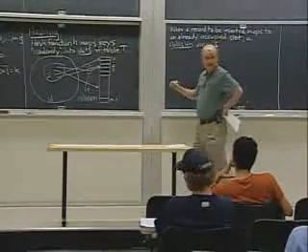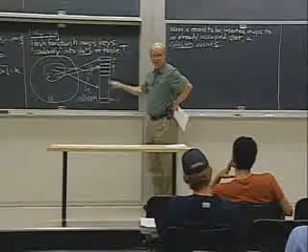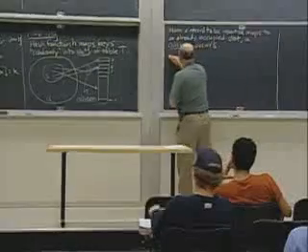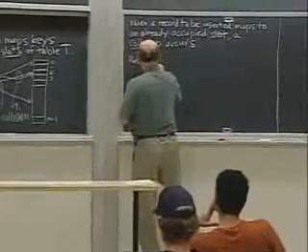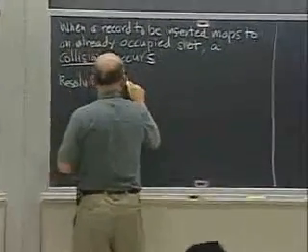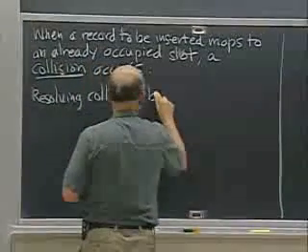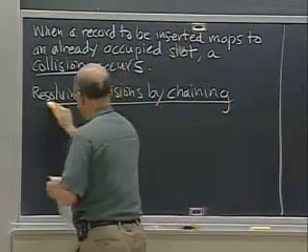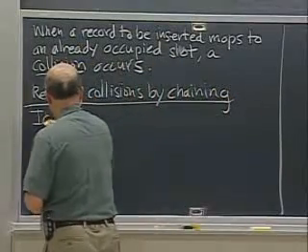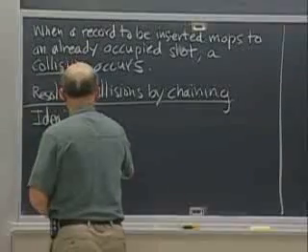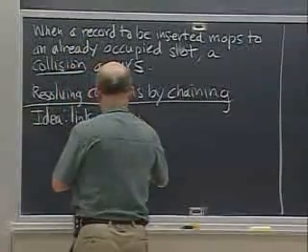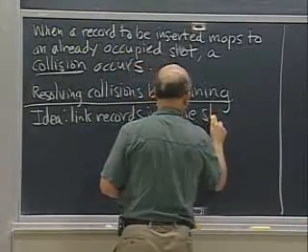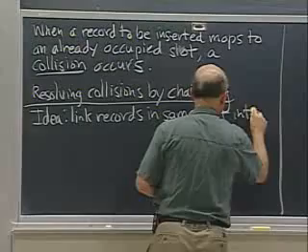Yeah, create a list for each slot, and just put all the elements that hash to the same slot into the list. And that's called resolving collisions by chaining. The idea is to link records in the same slot into a list.